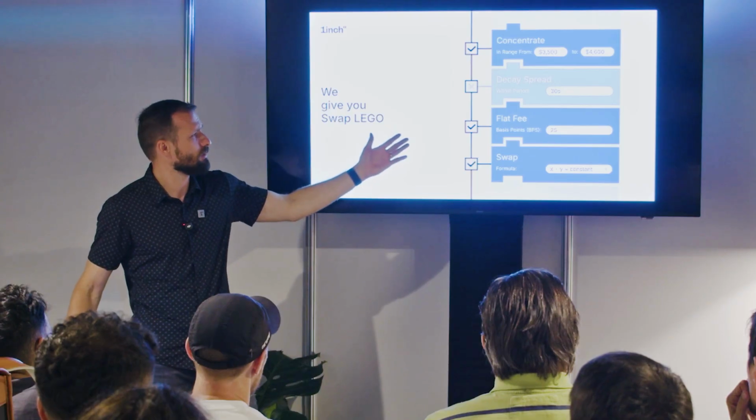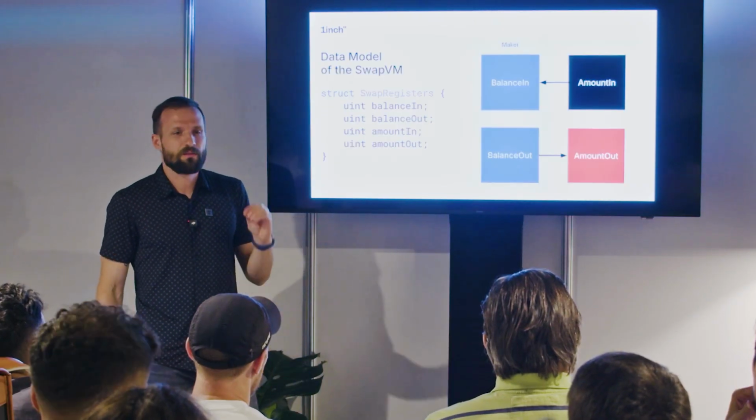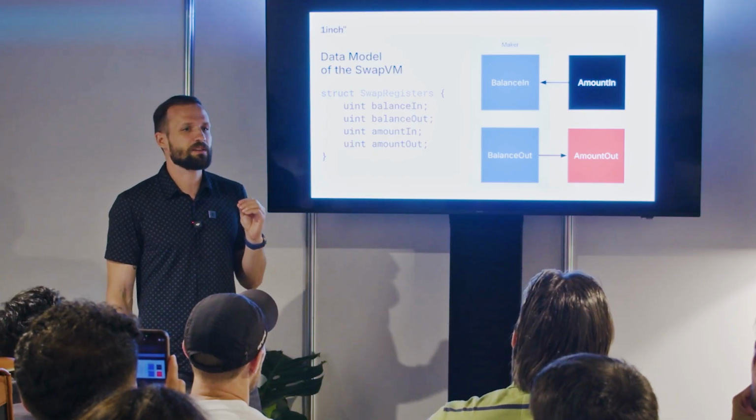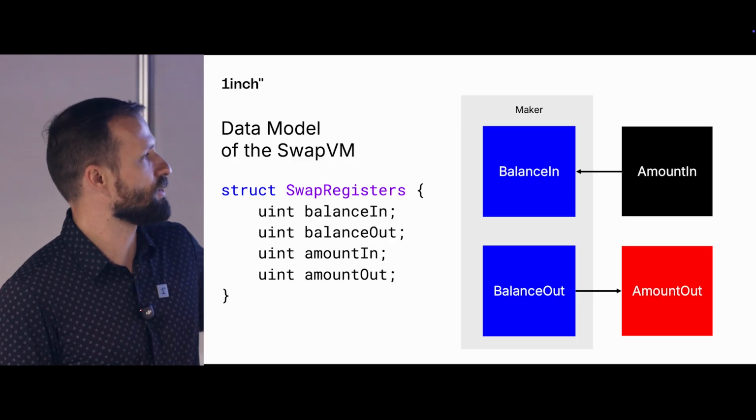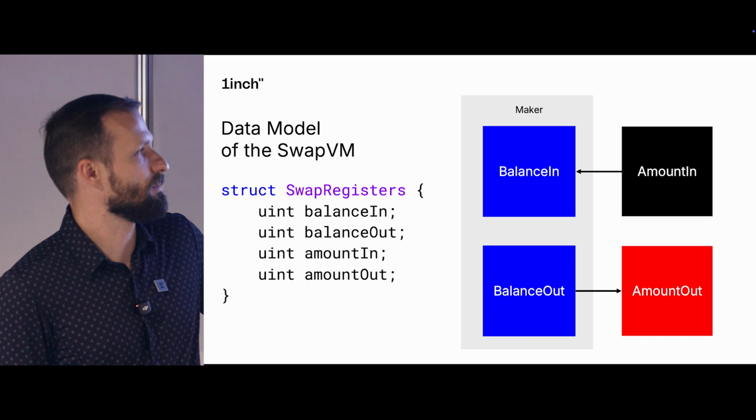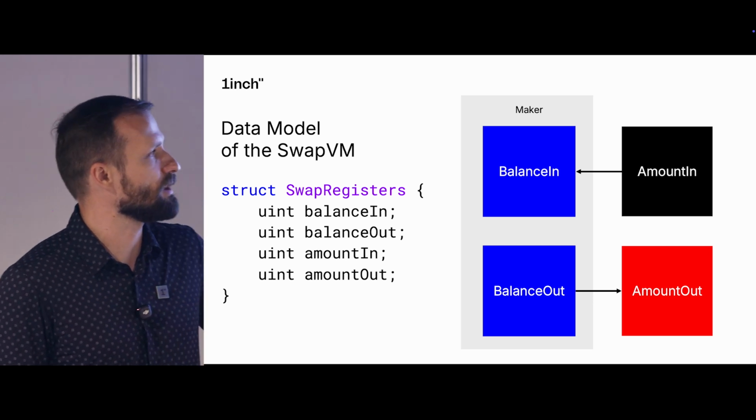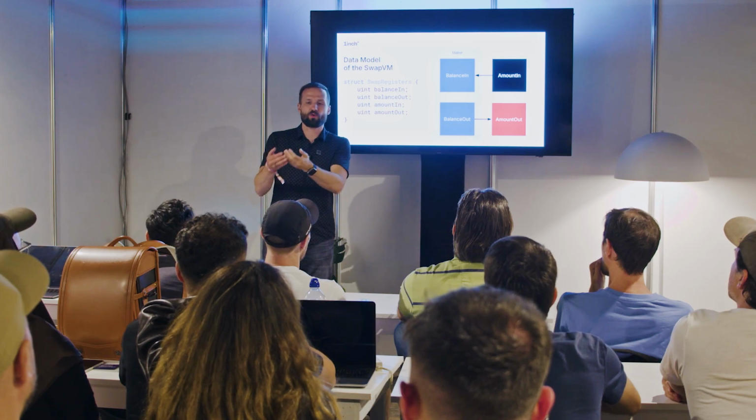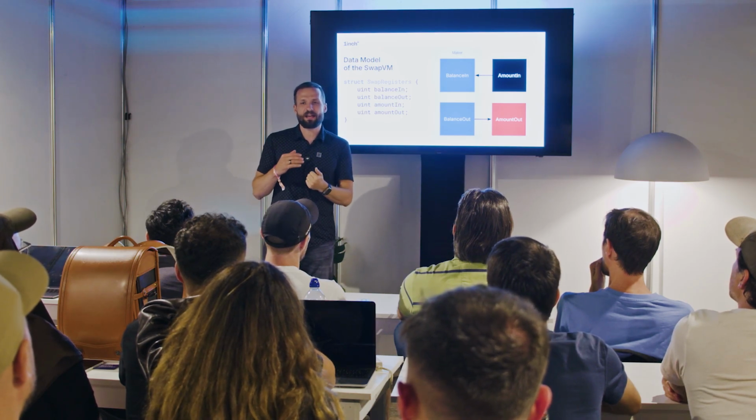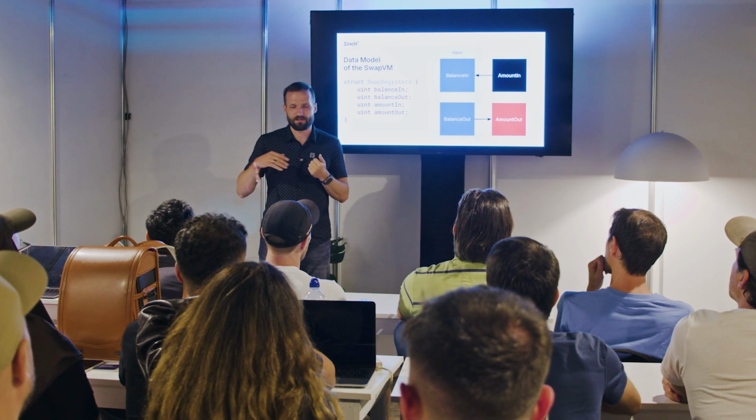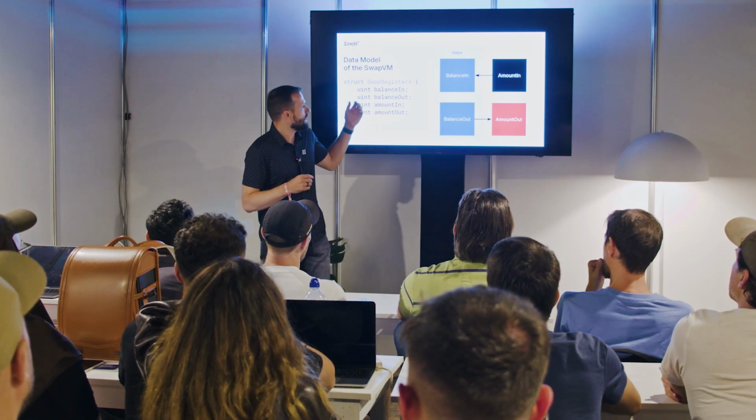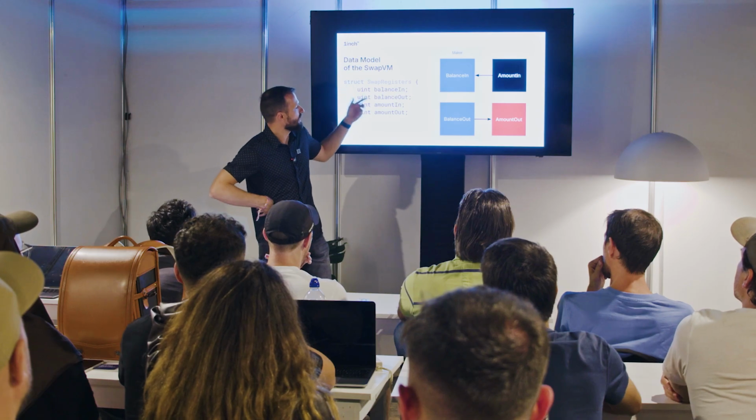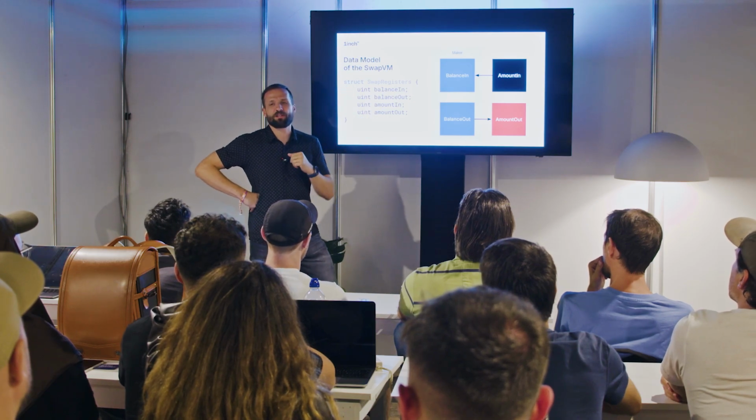So how is it possible? The core piece of the architecture is the data model. The data model here is those 4 registers: balances in and out, and amounts in and out. What does it mean? When a swap is happening, some asset is coming to the maker, that's in. And some asset is leaving the maker as a balance, that's out. So we have balances of those assets already in place, and we have one of the amounts provided by the taker.